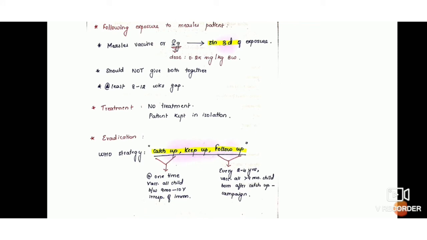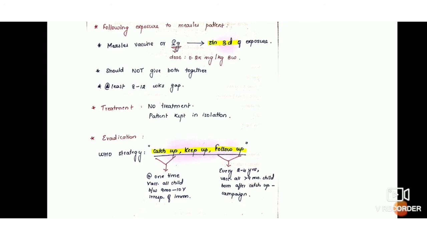Now, seeing the post-exposure prophylaxis, following exposure to measles we can give either the measles vaccine or the immunoglobulin within 3 days of exposure. This is important, within 3 days. The immunoglobulin dose is 0.25 mg per kg body weight. But we should not give the measles vaccine and immunoglobulin at the same time. If we are giving both, then we have to leave at least a gap of 8 to 12 weeks between them.